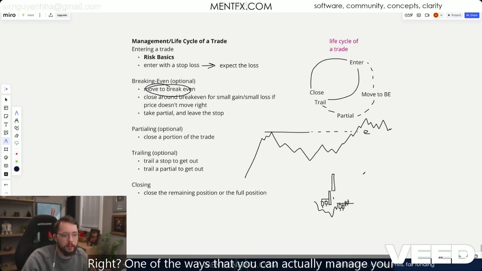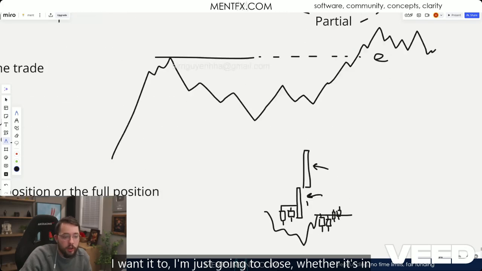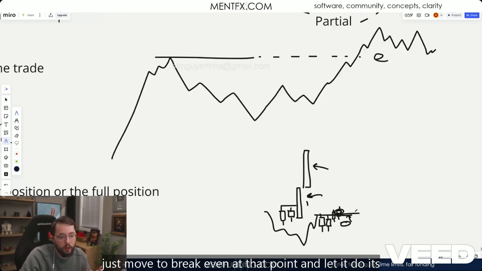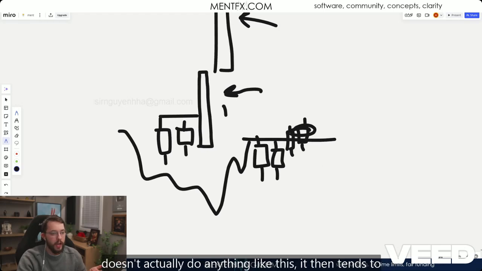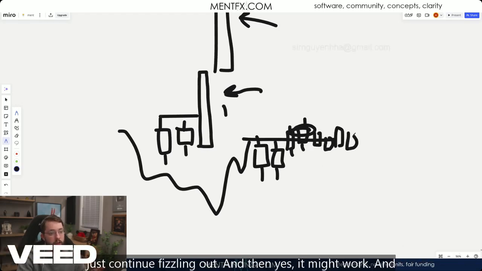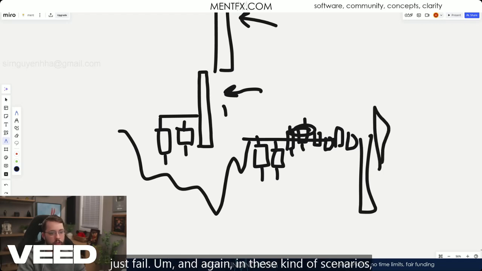One of the ways that you can actually manage your risk is to say something like, if price doesn't move the way I want it to, I'm just going to close. Whether it's in profit or in drawdown, I'm just going to close. Or I might just move to break even at that point and let it do its thing. Because a lot of the time, when a move fizzles out or doesn't actually do anything like this, it then tends to just continue fizzling out. And then yes, it might work. And then yes, it might fail and then work. Or it might just fail.